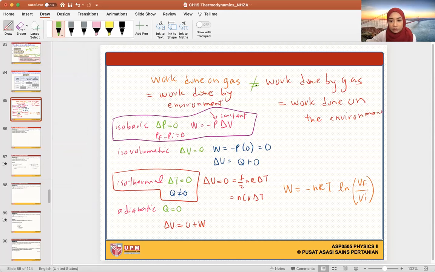Okay, so let's talk about work done, W. We talked about W equals minus P delta V, and this equation applies if I'm talking about the gas system. If my gas system is expanding, we know negative work is done on the gas, and when it is compressing, positive work is done on the gas. But if I ask you, what is the work done by the gas?